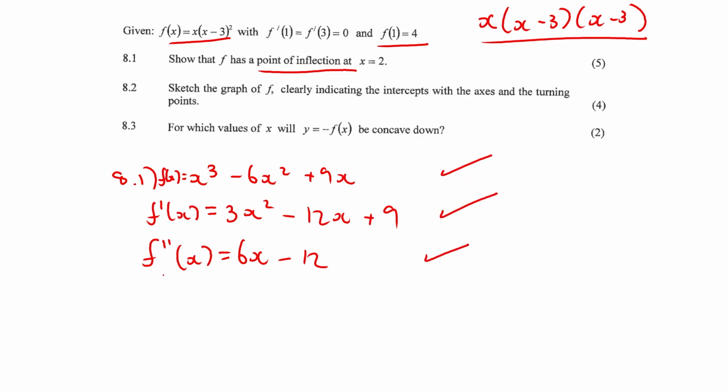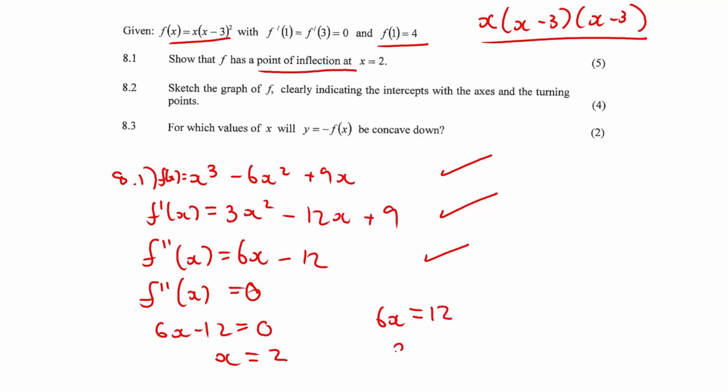Now we equate our second derivative to 0. So 6x minus 12 is equal to 0. Therefore, x is equal to 2. How did we get to that? Well, that's going to be 6x is equal to negative 12 on the left-hand side. Take it over to the right-hand side, becomes a positive 12. And that is x equals 12 divided by 6, and that's just going to be 2. So that's how we got it. That's the quick calculation. So that's 8.1 sorted.